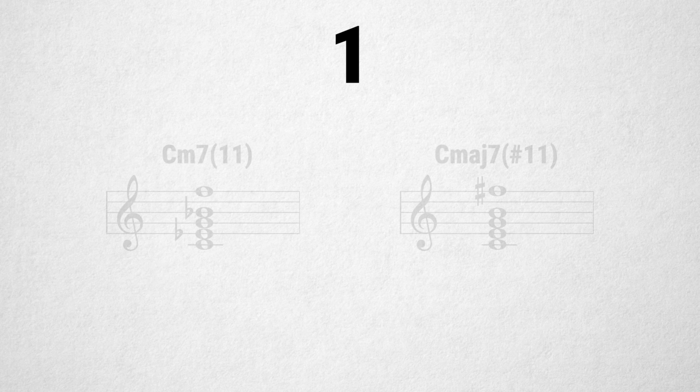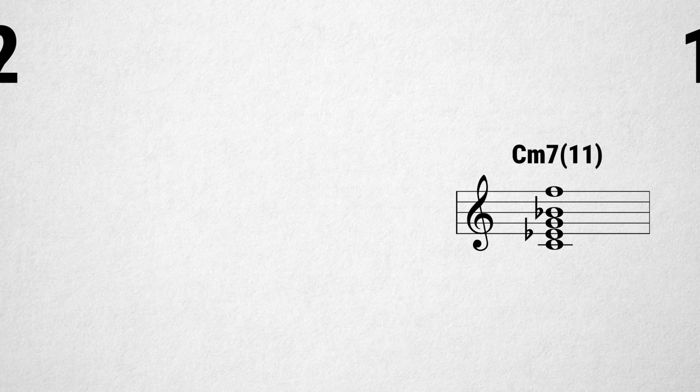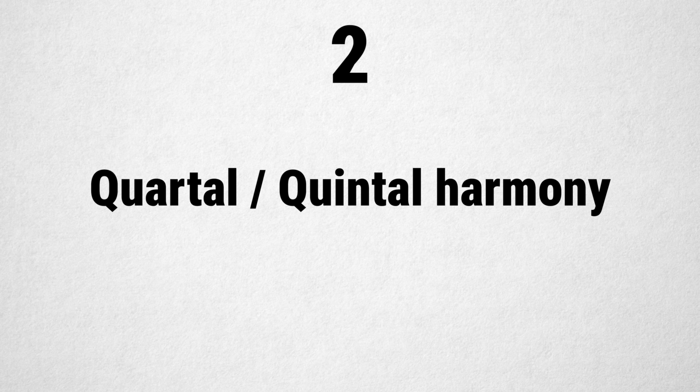Now, to understand the Kenny Barron voicing, we have to know two things. One is the structure of minor 7/11 and major 7 sharp 11 chords. And two, we have to understand what quartal and quintal harmony is and what it does with the sound.